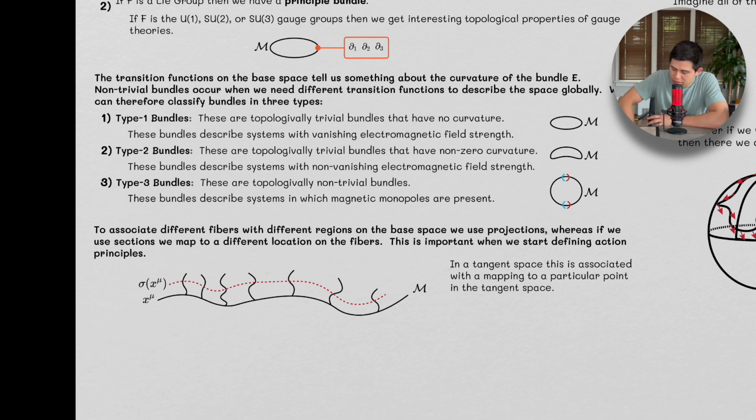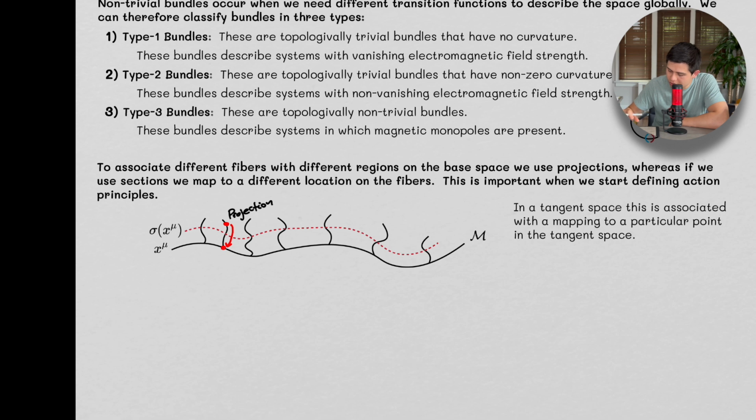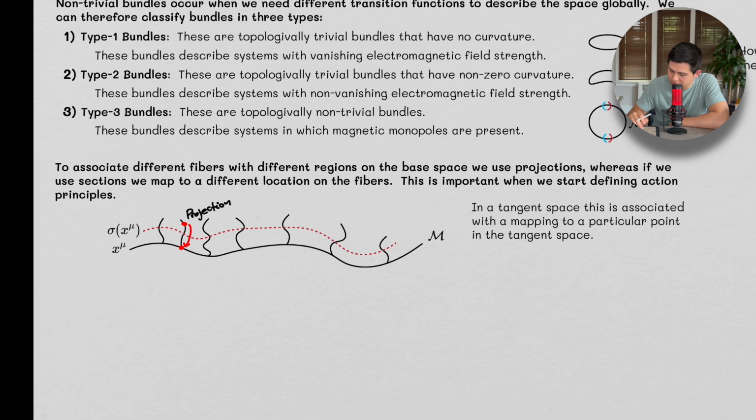To associate different fibers with different regions on the base space, we use projections, right? So a projection is going to take us from some space on one of the fibers, and it's going to project us down to the base. So we can call this projection. But then we have a section. Sections map different locations on the fibers.